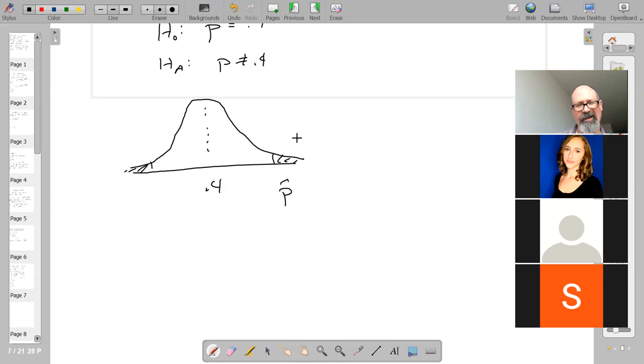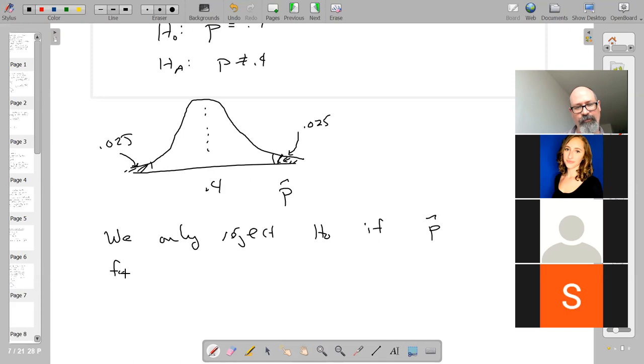So let's say, I guess I should draw some arrows here, so I'll try to explain what they mean. That area that's shaded right here is 0.025. That area right there is 0.025. So the tail areas are the regions which are thought to be extreme under the null hypothesis. So if the null is true, this is the picture that we get. So we only reject H sub naught if P hat falls in the shaded regions.